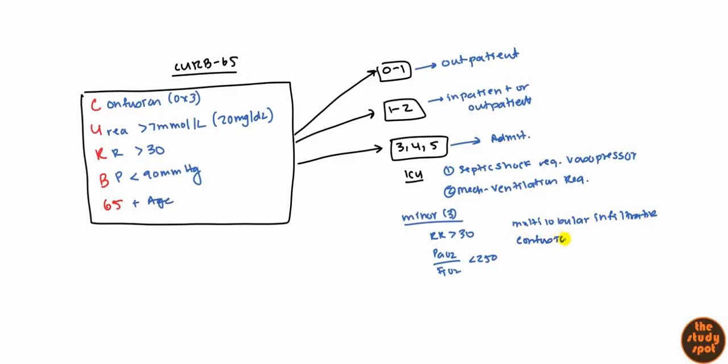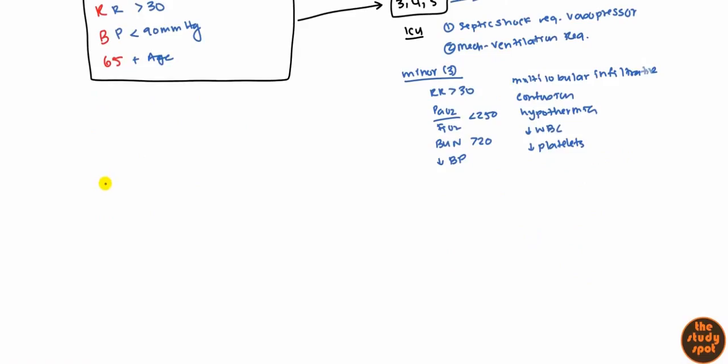If there's severe confusion or they're becoming hypothermic, if their BUN is greater than 20, or if they have hypotension, leukopenia like we talked about, and thrombocytopenia, so if they have three of any of these conditions, then you also want to consider ICU.